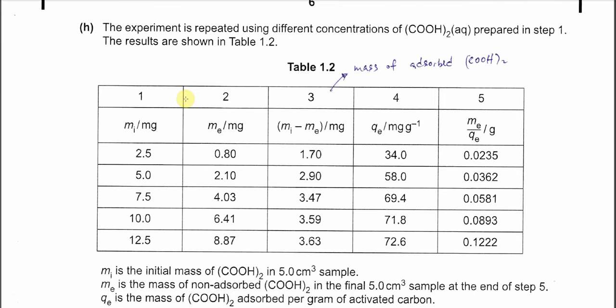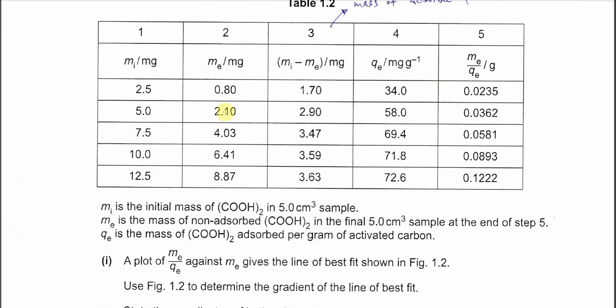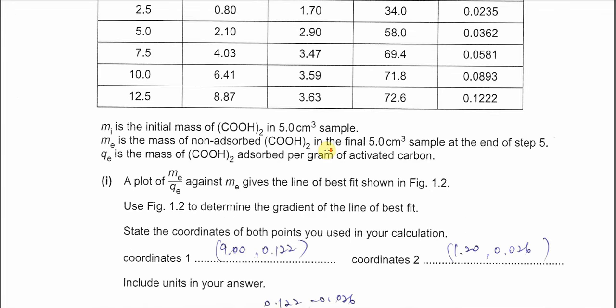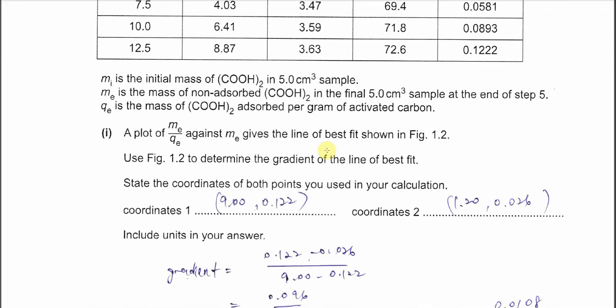Okay, part H. So we have these MI, ME, and MI minus ME, QE, and ME over QE. A lot of results here, so we are not going to go through them one by one. What you need to know roughly is that this third column is the mass of the acid that is being absorbed. Okay, so let's see what they asked first.